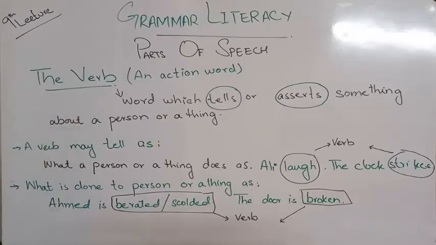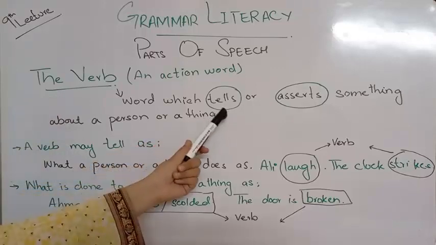Alright viewers, now look at the definition, what the definition says about the verb. A word which tells us or asserts something about the person or a thing, which tells us about some doing of the person or a thing, tells us about the condition of a person or a thing, or what is going to be performed by that person or a thing, or on that person or a thing. So these things are called the verb.